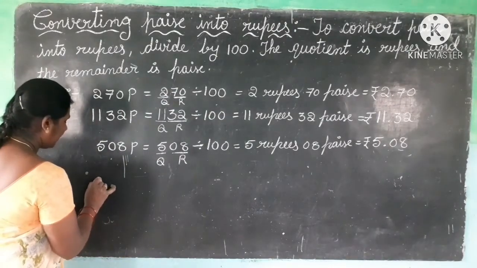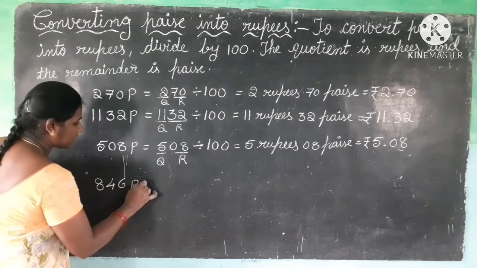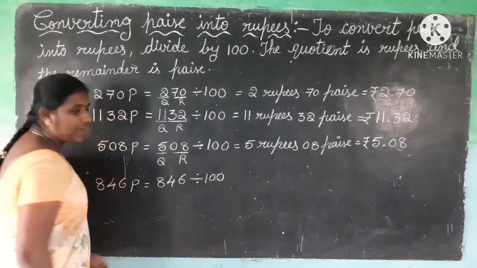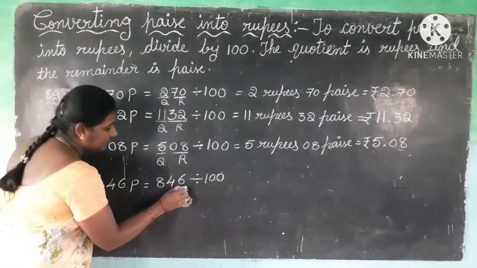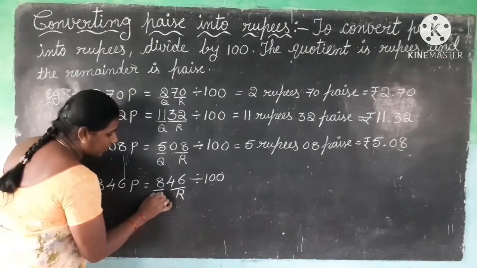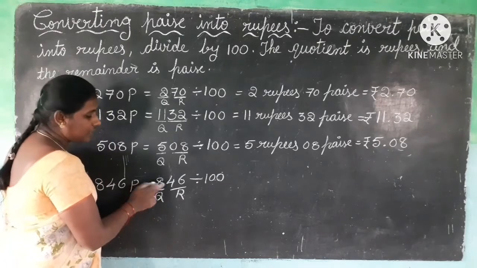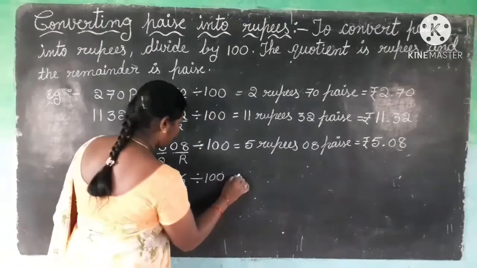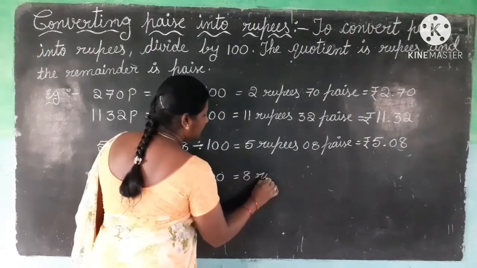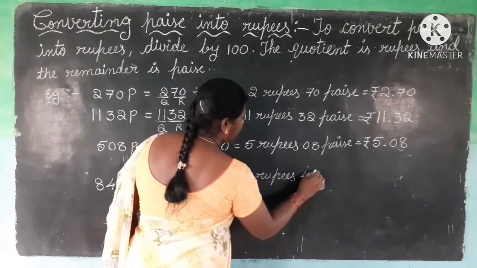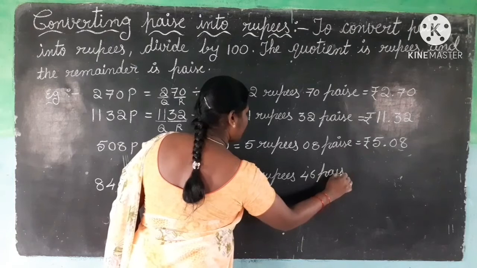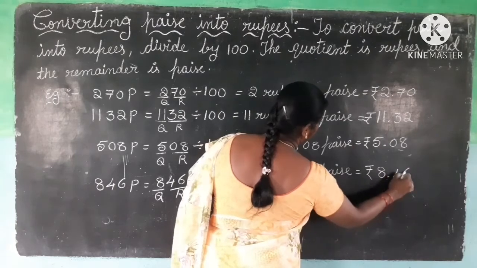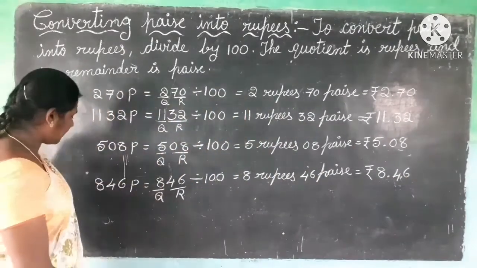Next, 846 pies. Here we should divide 846 with 100. While we are dividing with 100, the ones and tens place digits are the remainder and the remaining is the quotient. This quotient is rupees and the remainder is pies. So 8 rupees 46 pies. So rupees 8.46.